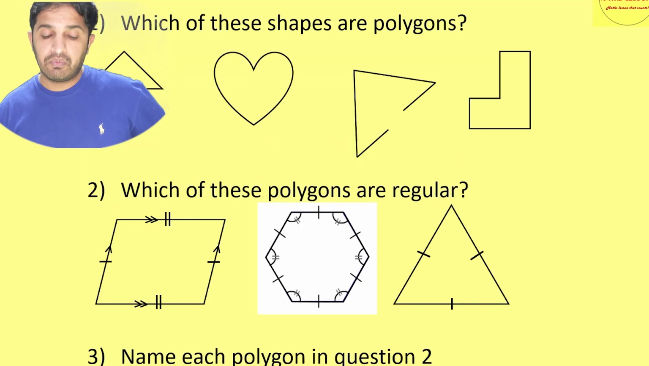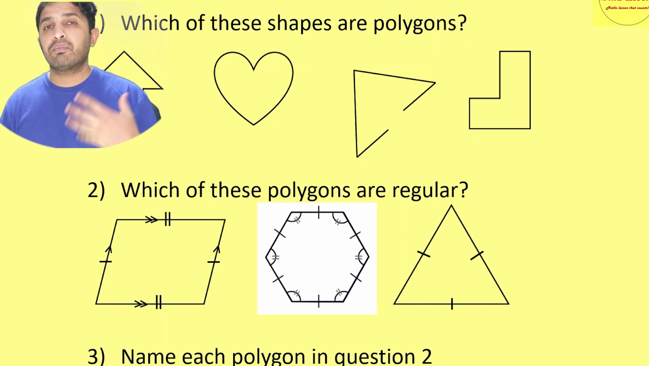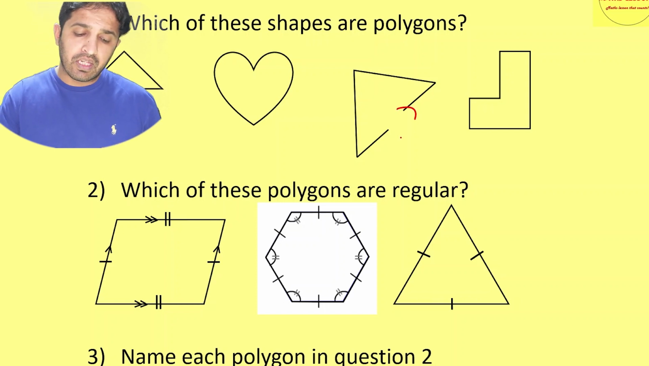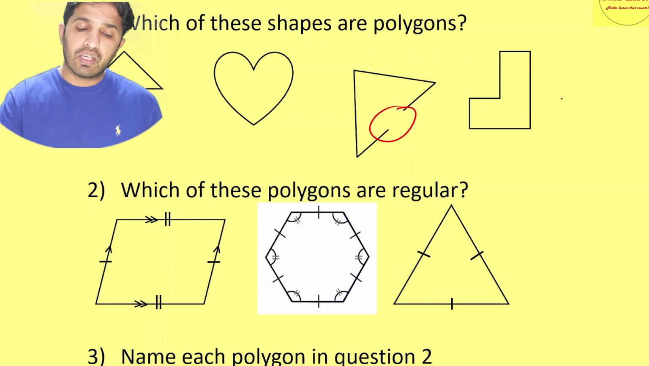Before we start reflection, we need to look at some key knowledge. One of those key knowledge points is the definition of a polygon. What is a polygon? A polygon has to be a closed shape. Closed shape means there shouldn't be any gaps. So that's not a polygon. It has to be a closed shape.